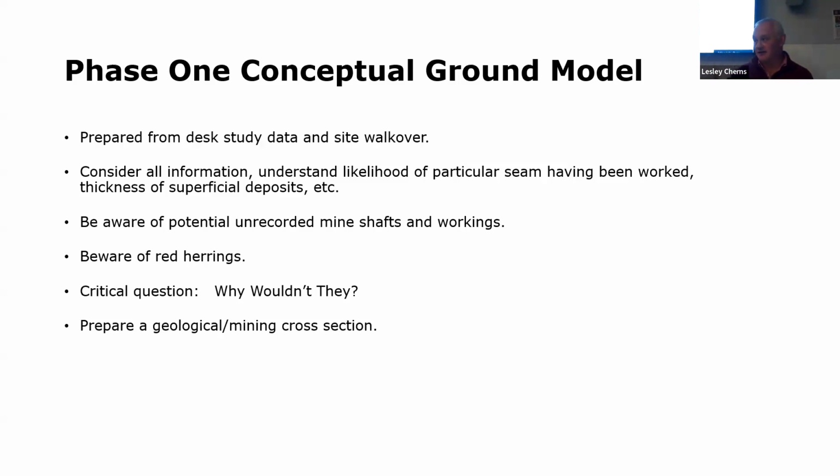But, and Susan will tell you this, my question always to the junior engineers is: if you've got a coal seam crossing your site and it's thick enough to be worked and it's anthracite and it's worked somewhere else in the area, why wouldn't they have worked it if it's accessible? And that really has to be the question.